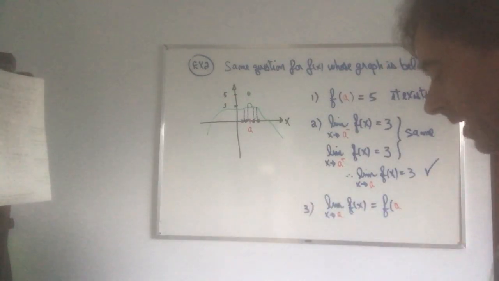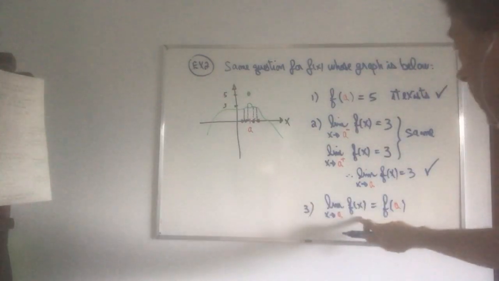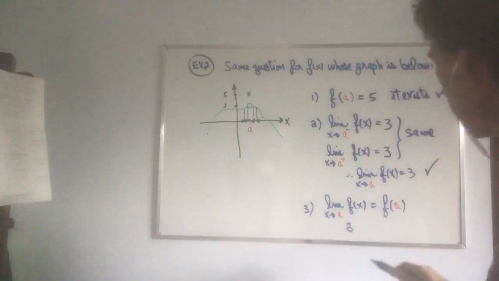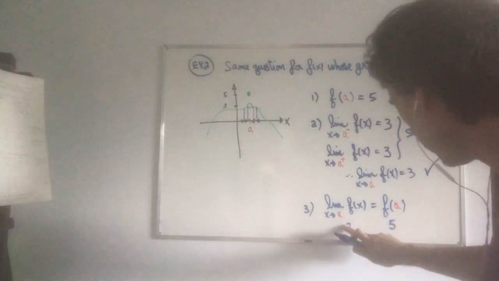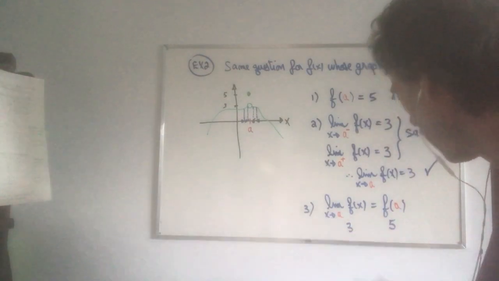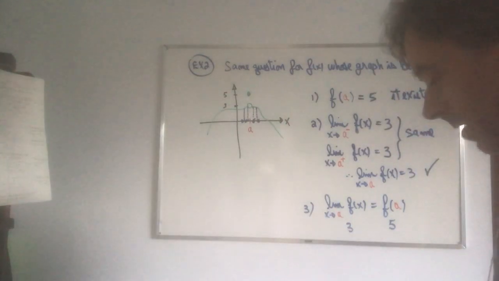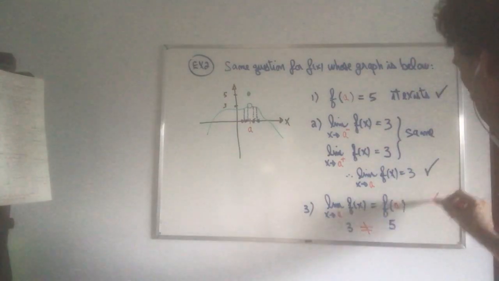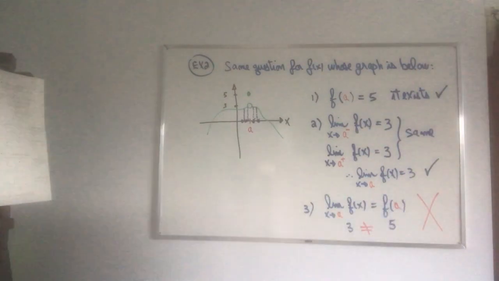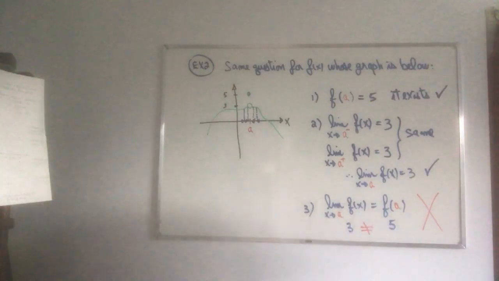Now, is this happening here? Of course not. The limit answer is 3. The function answer is 5. That's a 3 right here. I'm going to make it look better. And they're not equal. So condition 3 fails. So big X, condition 3 fails. So conclusion.